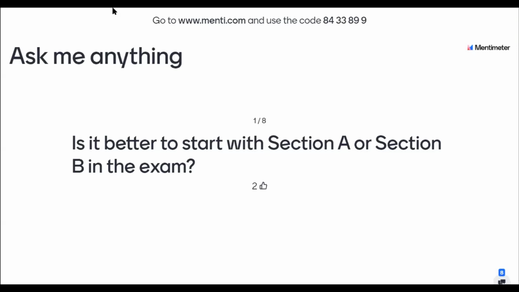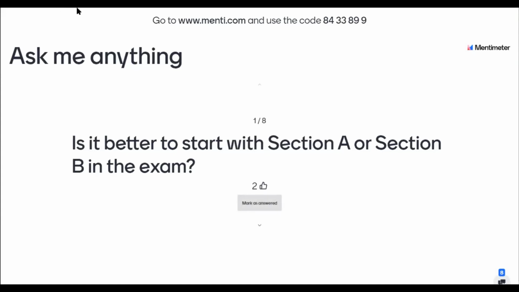I've always typically taken, and this just goes to show you that it's a matter of personal preference, a different approach where I've gone straight to section B. I've just found that given there's generally more marks per question, if I can get a few runs on the board there, it's probably a better allocation of my time as opposed to multiple choice questions, which may be worth less.